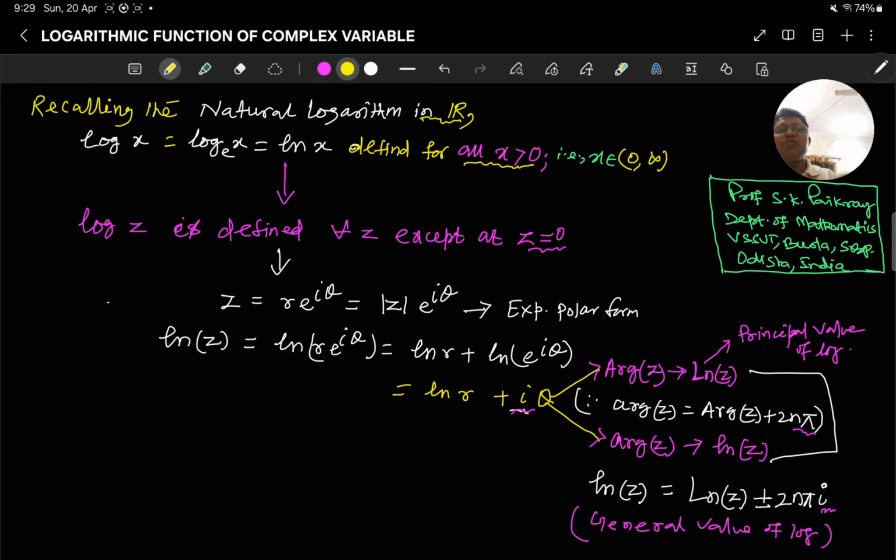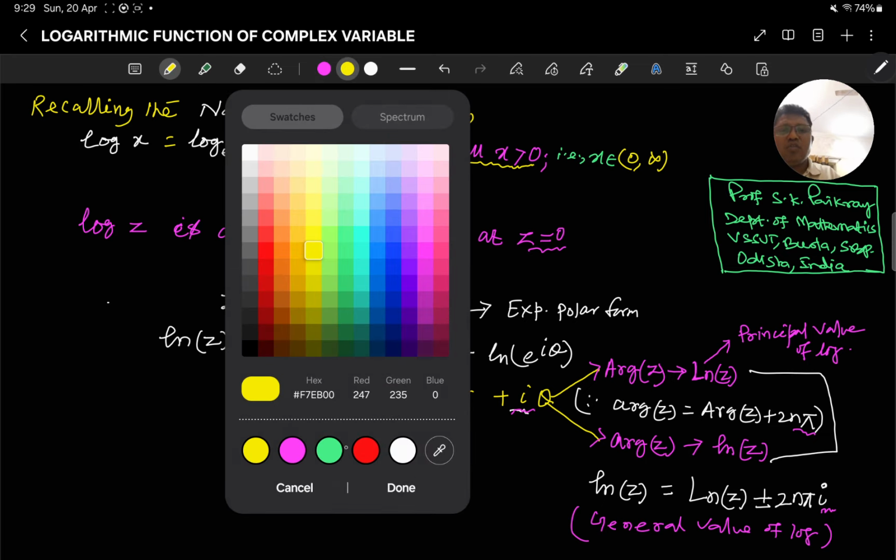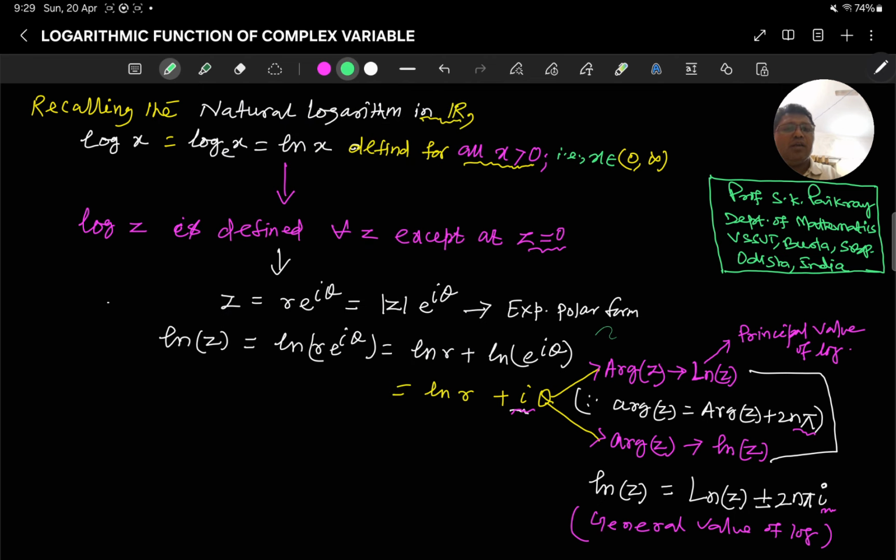And one more piece of information you should note: the principal argument of z has to lie between minus pi less than Arg z less than or equal to pi. So this is the restriction for the principal argument. Accordingly, the properties of the logarithm for the principal value will be restricted under this argument.